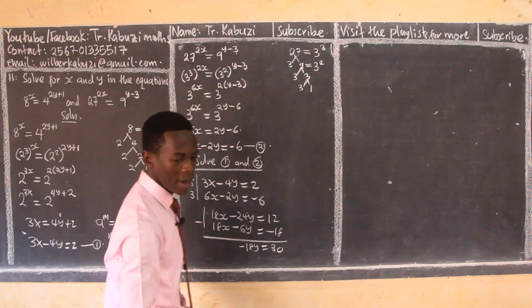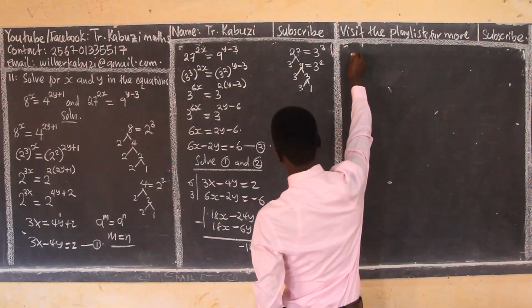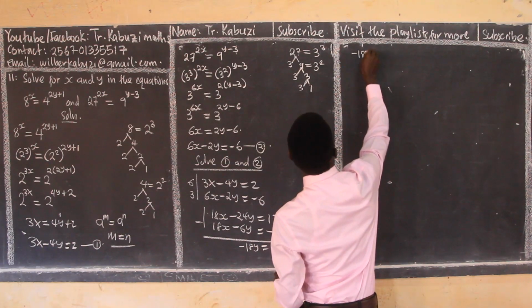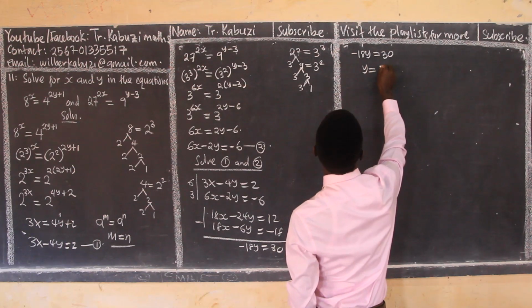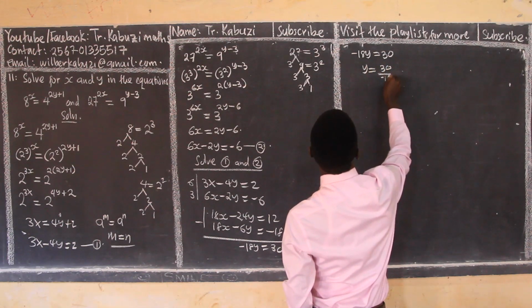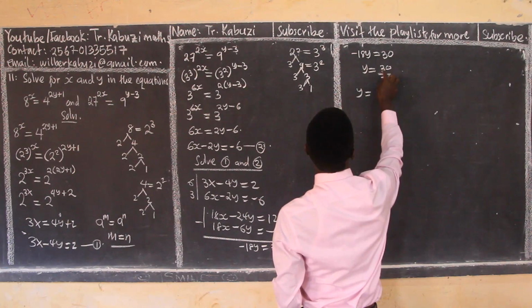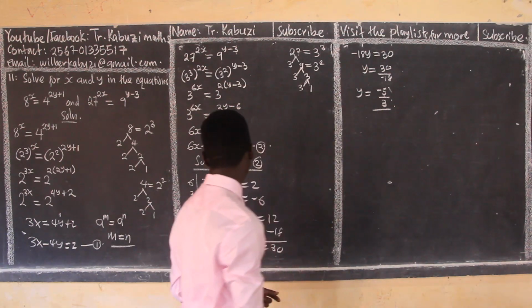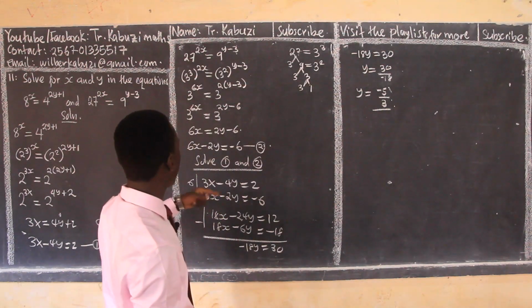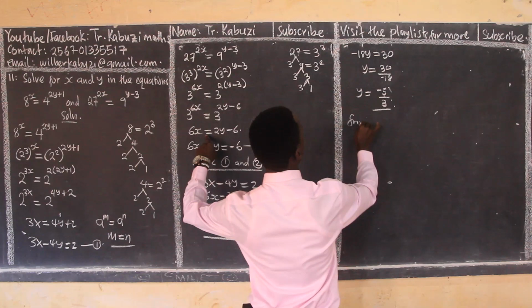So from there, you can see I have now negative 18y equals 30, so y equals 30 divided by negative 18. By 6, we have negative 5 over 3. So that is our value of y. If you want, any equation of your choice, you can use to get x.